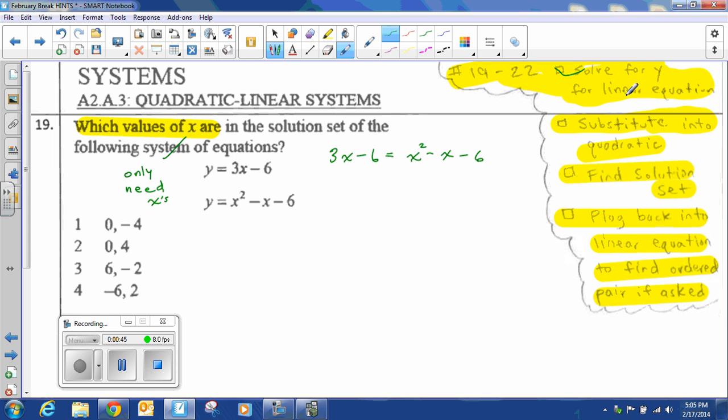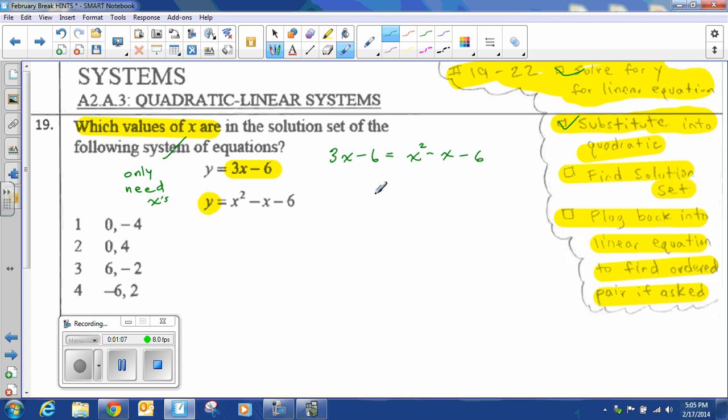Solve for y for the linear equation. Next step, substitute it to quadratic. So we're going to take 3x minus 6 and we're going to plug it in for y right there. Okay, and that's how we get this. 3x minus 6 equals x squared minus x minus 6.